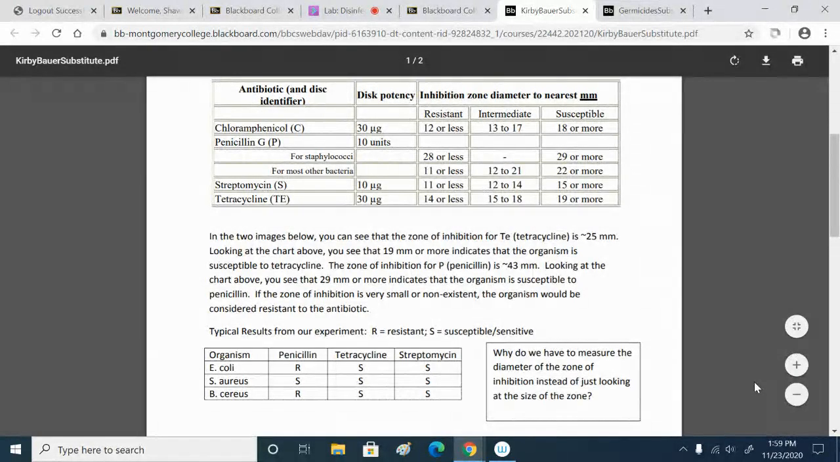But any questions on how we do the measurements and look on the table? Because you may very well have to do this on the lab exam.